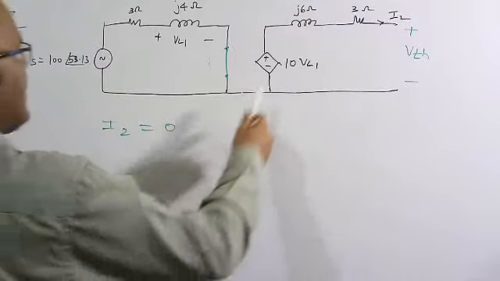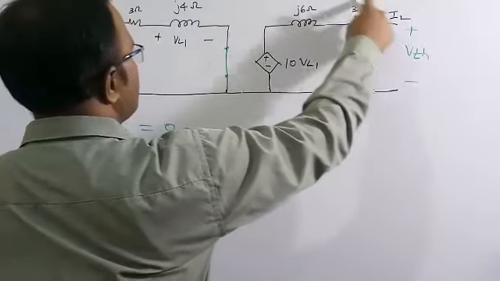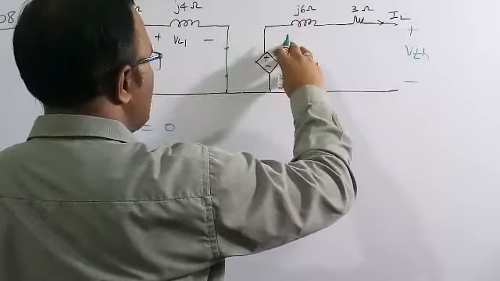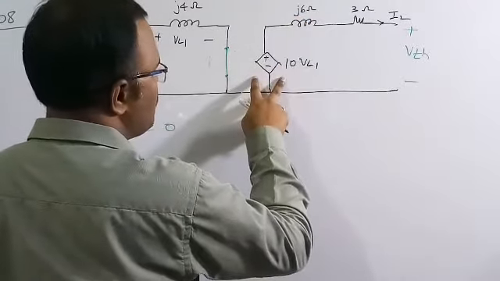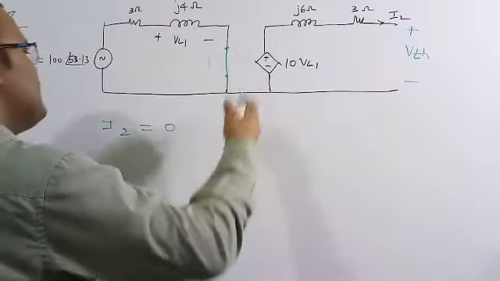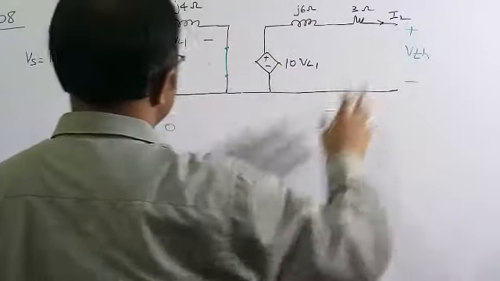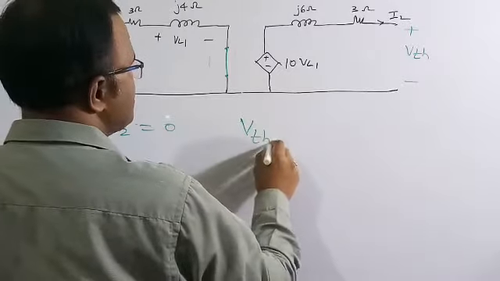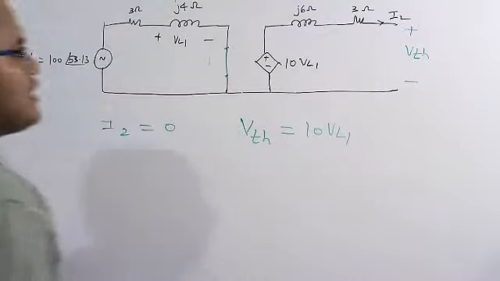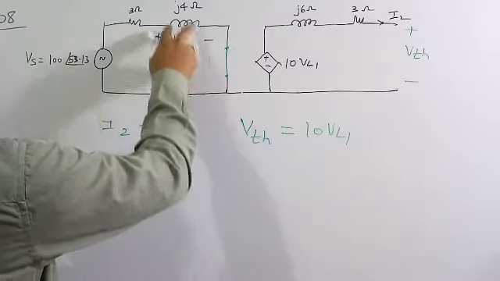As the current is equal to 0, there is no voltage drop here. So whatever voltage is supplied by this voltage controlled voltage source has to be equal to VTH. By KVL in the closed loop, the drop here is 0, so this voltage value is equal to that voltage value. Therefore VTH is equal to 10 times VL1. If we find VL1, we can easily find VTH. The VL1 value is the voltage drop across the impedance.